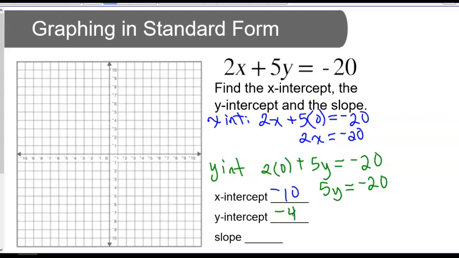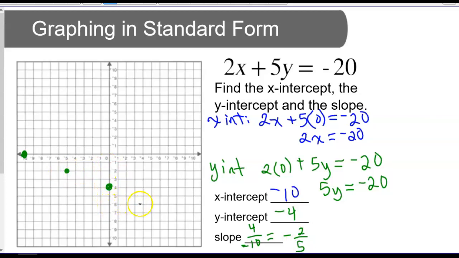So let's plot these. The x-intercept is over here at negative 10. The y-intercept is down here at -4. I can calculate my slope. I'm going up 4 and left 10. So 4 over -10. That's going to reduce down to -2/5. So I'd have another point right there.